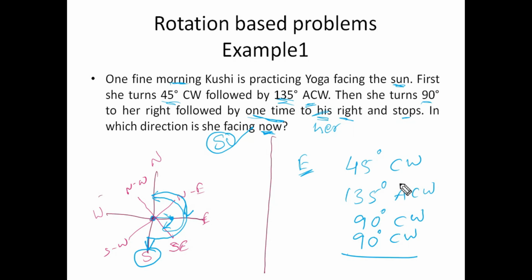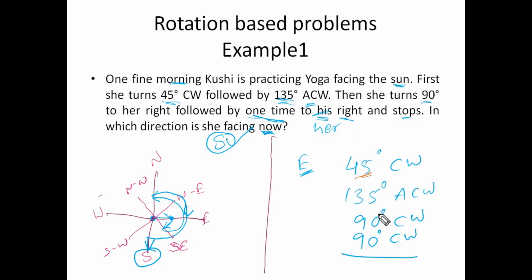So here do one thing. Add all clockwise angles and add all anti-clockwise angles, and do the subtraction. Take the difference of clockwise and anti-clockwise. And which direction do we have to consider? The bigger angle's direction. If clockwise is bigger, the resultant angle will be clockwise. If anti-clockwise is bigger, the resultant angle is anti-clockwise. Even after addition, we have to subtract. So in that case, directly we can cancel some angles here.